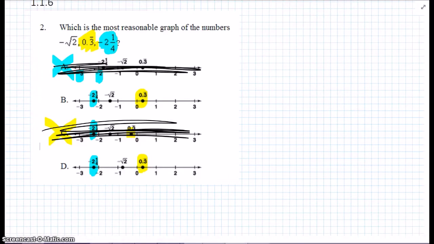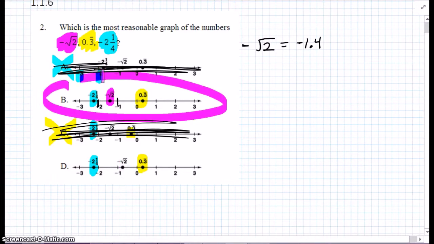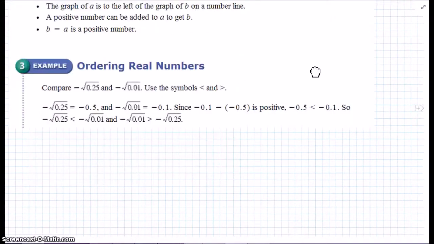And the last one we need to compare is the negative square root of 2. Well, the square root of 2, if we plug it in a calculator, is about 1.4. Okay, so the negative square root of 2 would be negative 1.4. So we know that on the number line, that's got to fall between negative 1 and negative 2. So there's negative 1, there's negative 2. That falls in between. So the answer would have to be B. Okay, moving on.